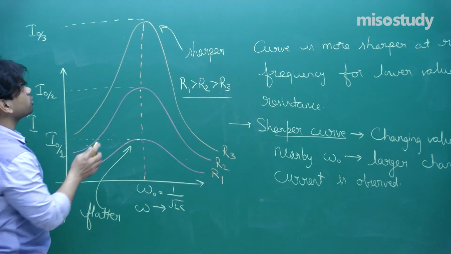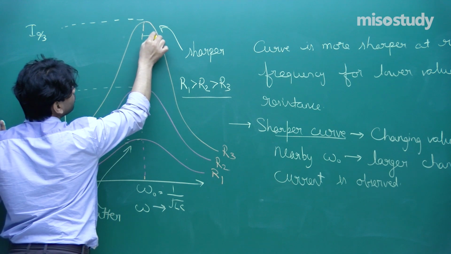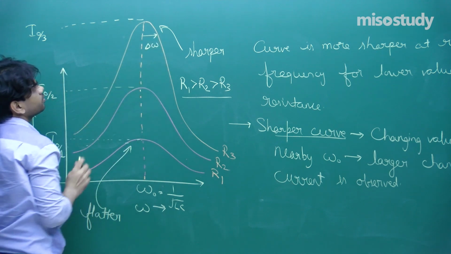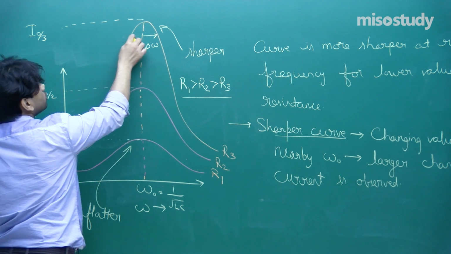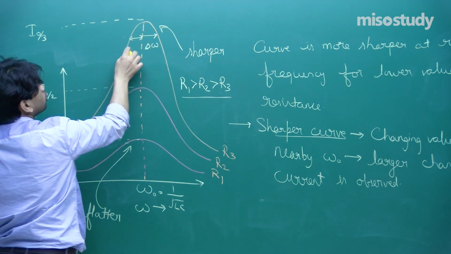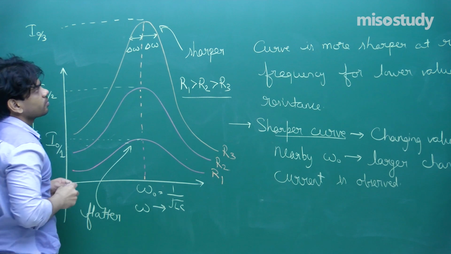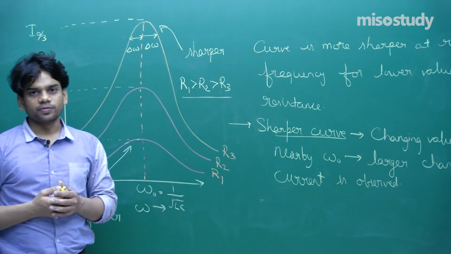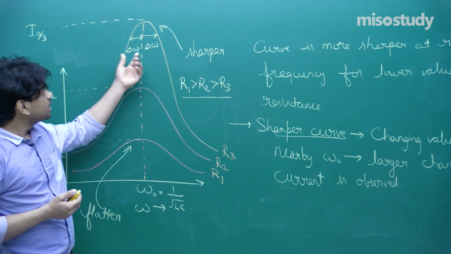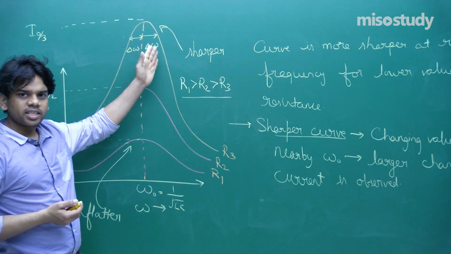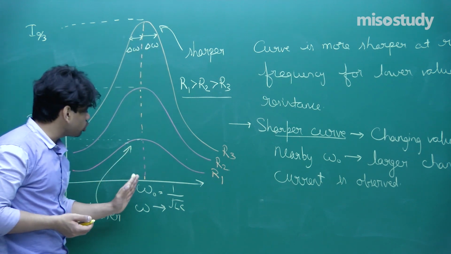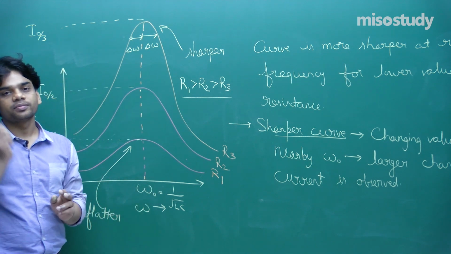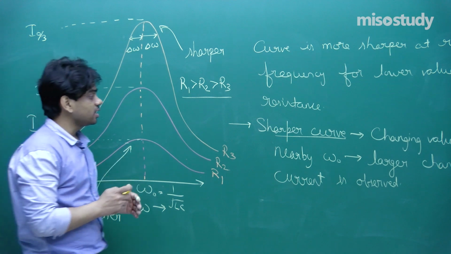Now, if I change omega by a very small value, let's say delta omega, for both ends you just observe, here also I have delta omega. There will be a change in current, that is what we are going to observe. If you change omega to omega naught plus delta omega or omega naught minus delta omega, we are going to observe a change in current.